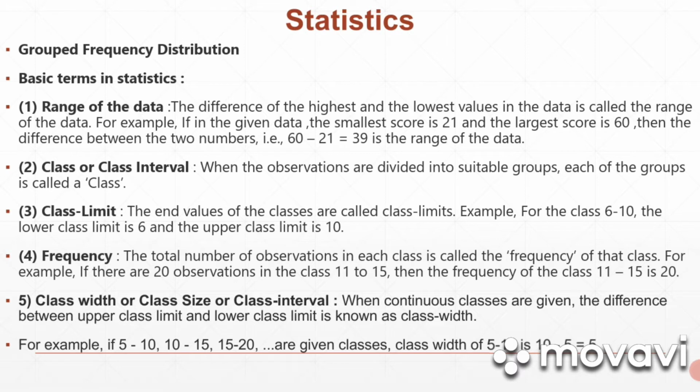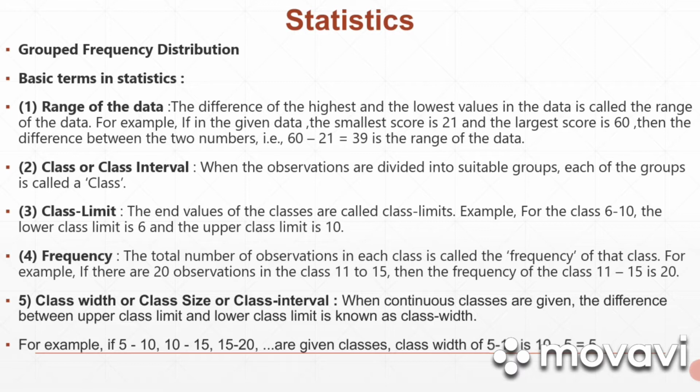Second, class or class interval. When the observations are divided into suitable groups, each of the groups is called a class. Third, class limit. The end values of the classes are called class limits. For example, for a class 6 to 10, the lower class limit is 6 and the upper class limit is 10.